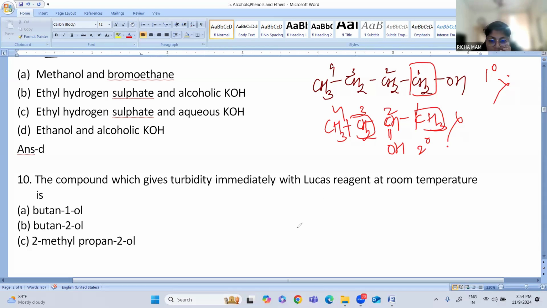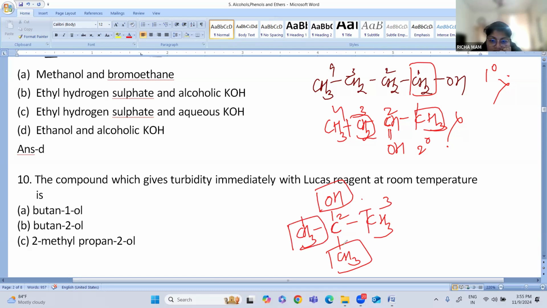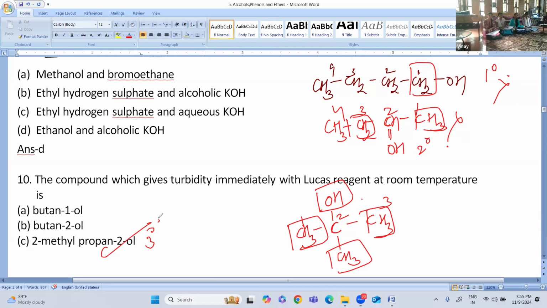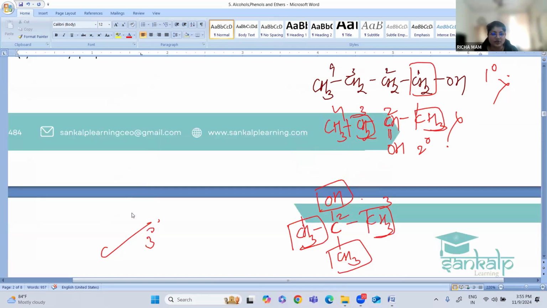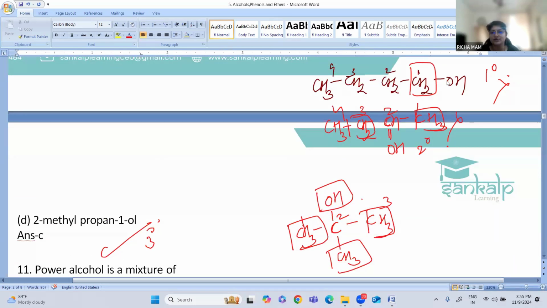Then 2-methyl propane 2-ol. Propane means 1, 2, 3. At the two position you have methyl, and at the two position you have your OH. So CH3, CH3, 2-methyl, propane 2-ol. So the carbon is attached to 1, 2, and 3 carbons. Yes, so this is a tertiary. Very good. So option number C is the answer.